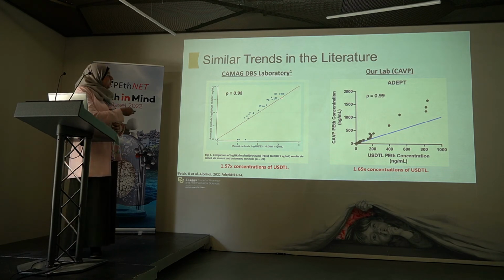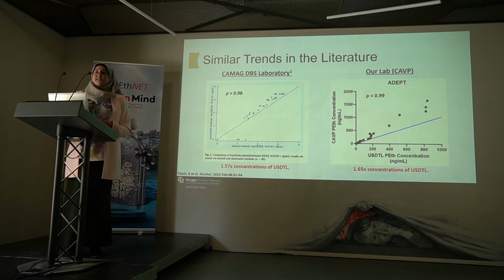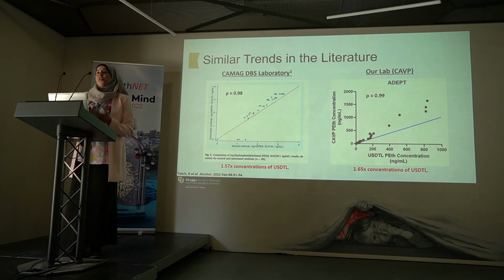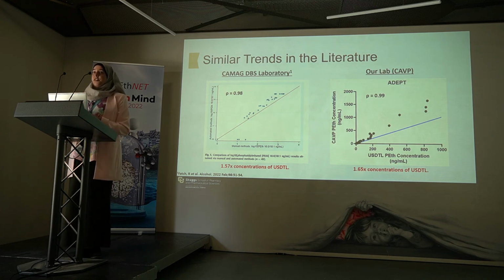And the samples used in this study were from ADEPT, so here I just once again included our ADEPT cross-validation data so that we can compare. So again, we are seeing very high correlations with the USDTL with R values of 0.98 and 0.99, but in terms of the median PEth concentrations, we were both quantifying PEth 1.6 times higher than the USDTL was.